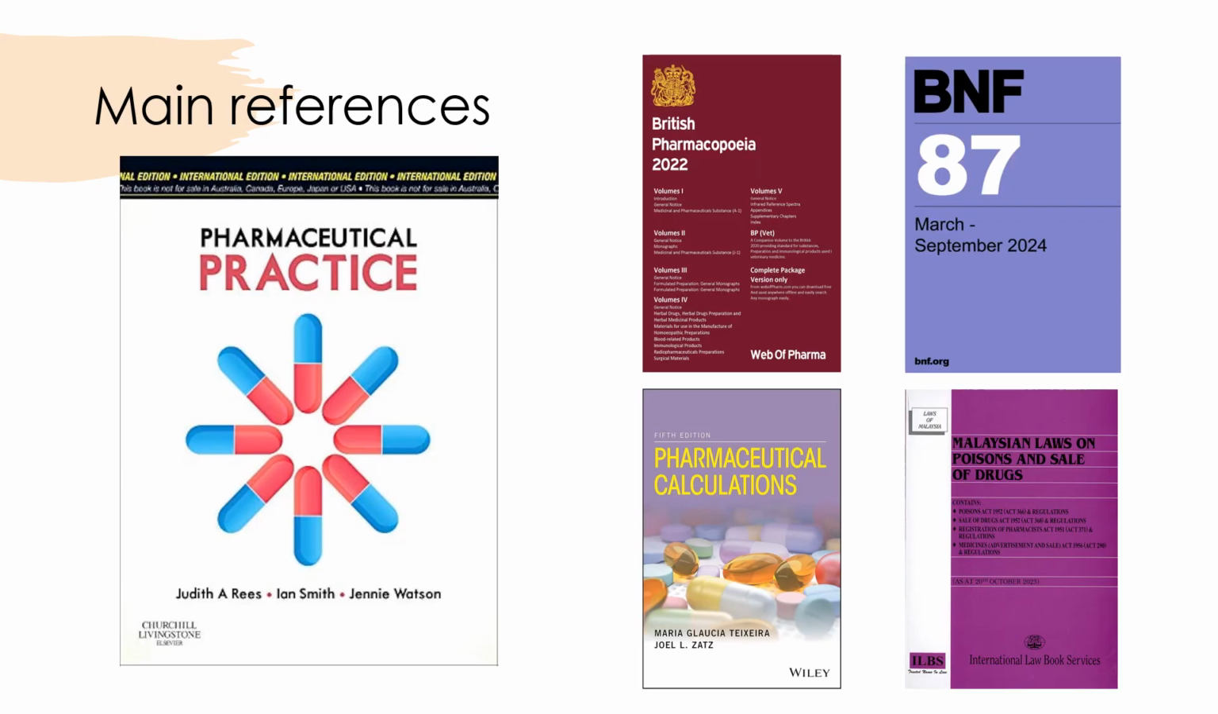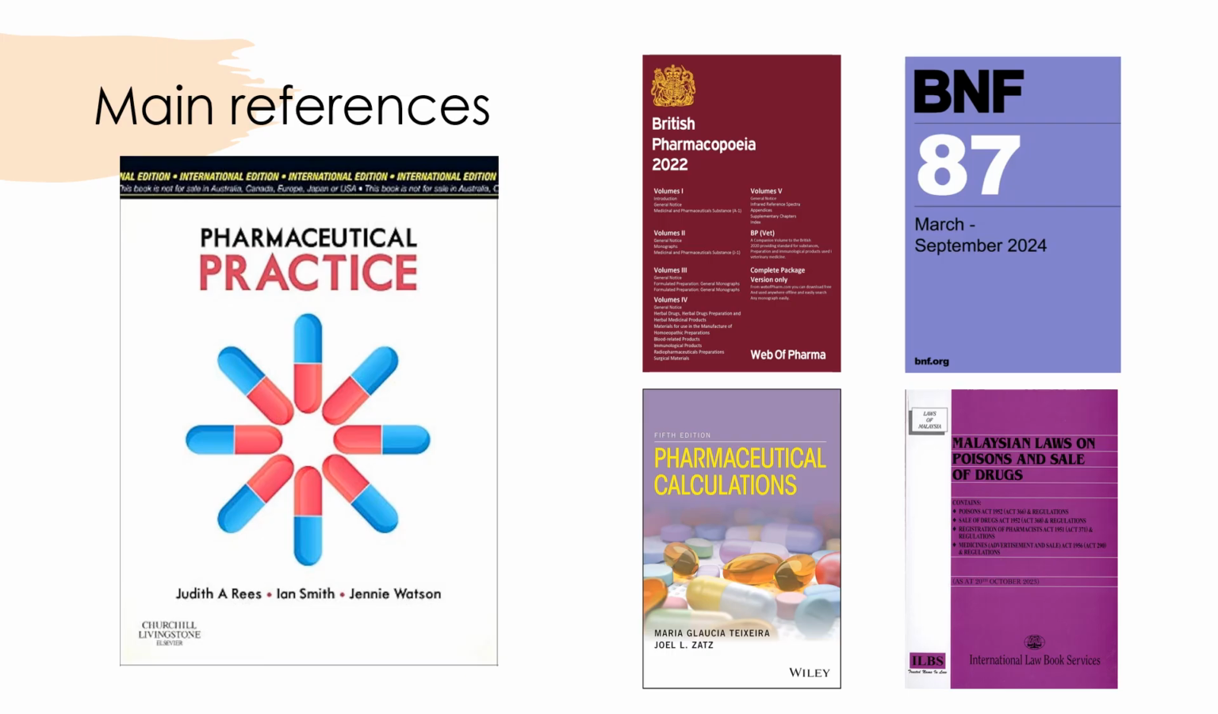To help you prepare for the assessment, we have listed a few references for you to explore. Our textbook is entitled Pharmaceutical Practice. You can get this book from our main library, or you can simply purchase the latest edition from your nearest bookstore. Other than that, you will frequently refer to the BNF and Malaysian poison law for your practical labs. We do have a British Pharmaceutical Codex 1973 whenever you need to refer to it.